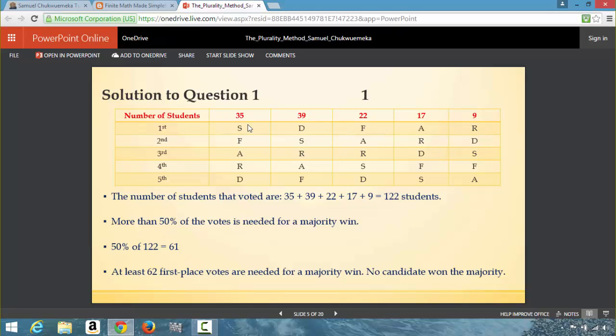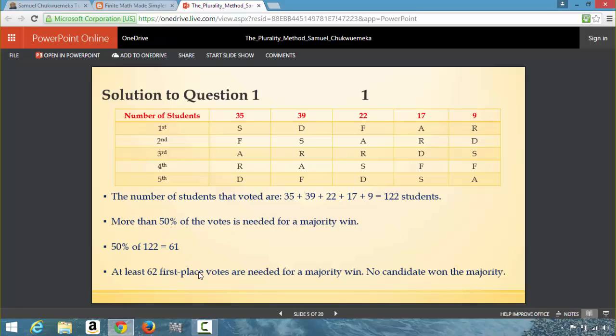None of these candidates had 62 votes. None of them had 62 first place votes. So in this election, we don't have a majority candidate, because none of these candidates had at least 62 votes. But now, do we have a winner for this election?